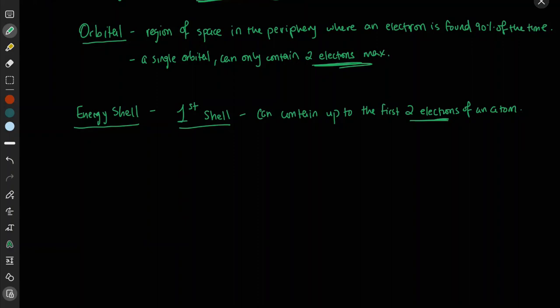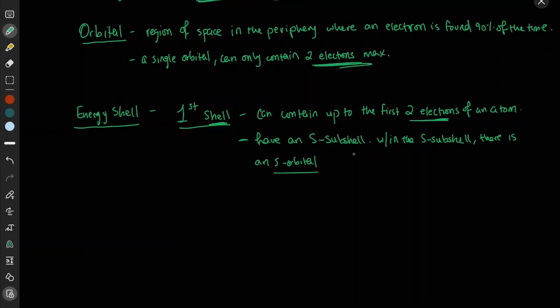Okay, so you have an energy shell. So the first shell is also going to have an S subshell. And within the S subshell, there is what's called an S orbital. And this S orbital is what's going to house these two electrons here, right?